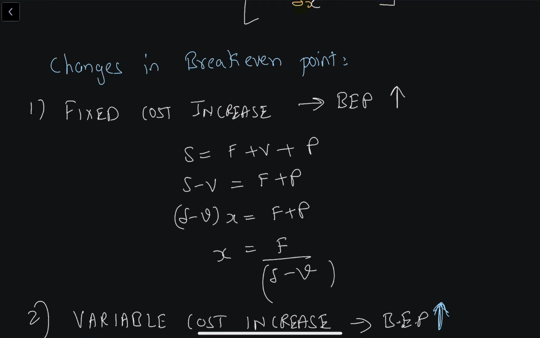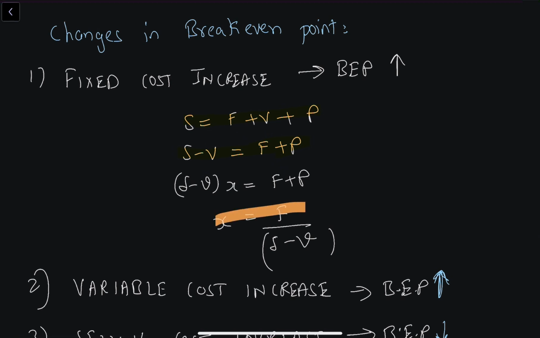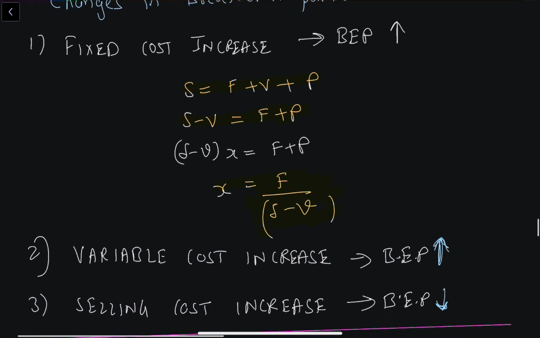So we know that S is nothing but fixed, variable, and profit. If you do S minus V, it is nothing but fixed plus profit. And I can write it down like this. We know this term, we have already seen: X equal to fixed cost over selling price per unit minus variable cost per unit, right?